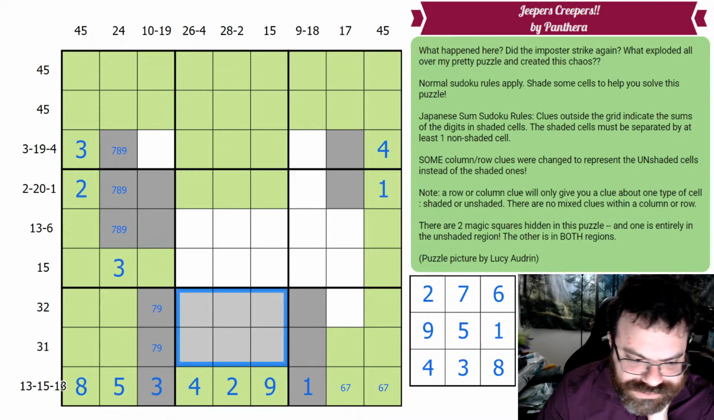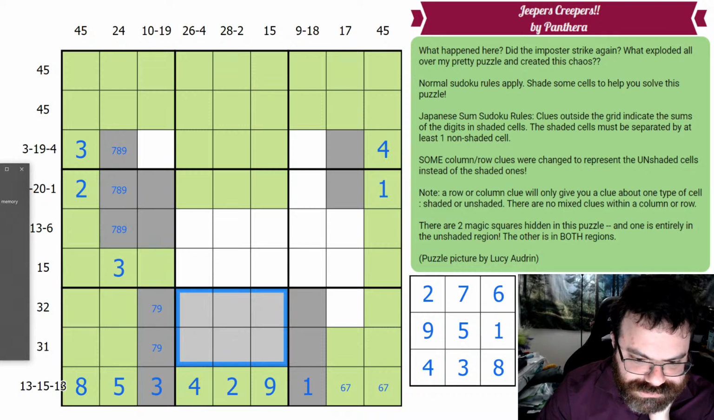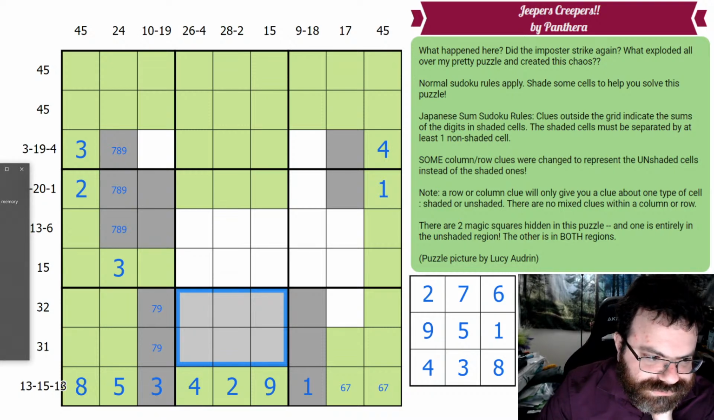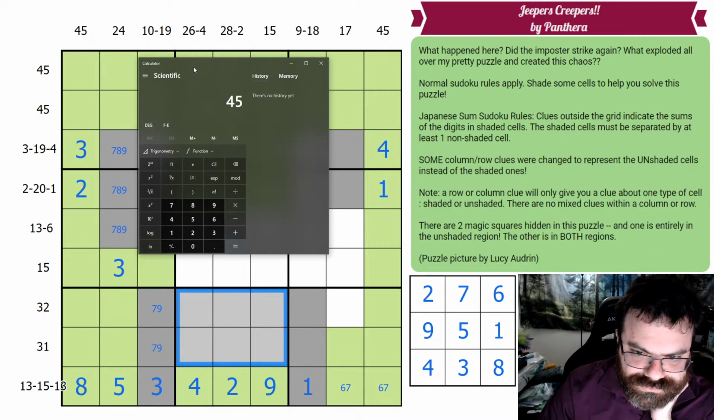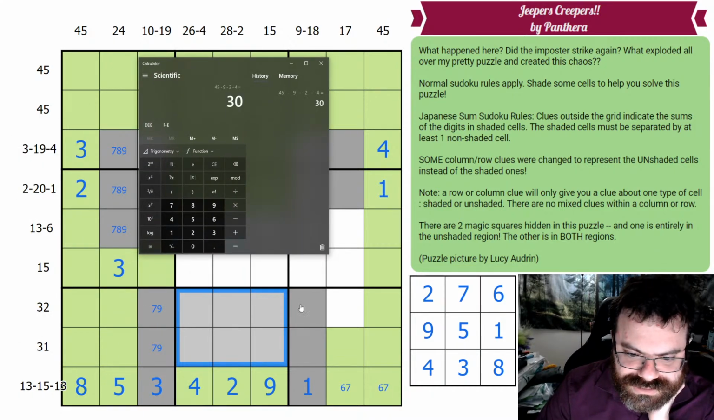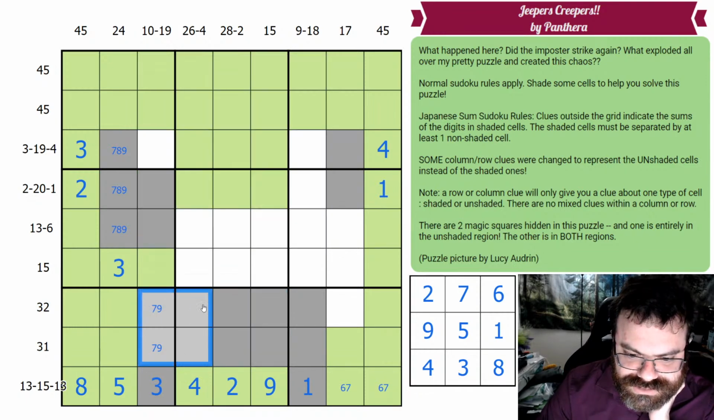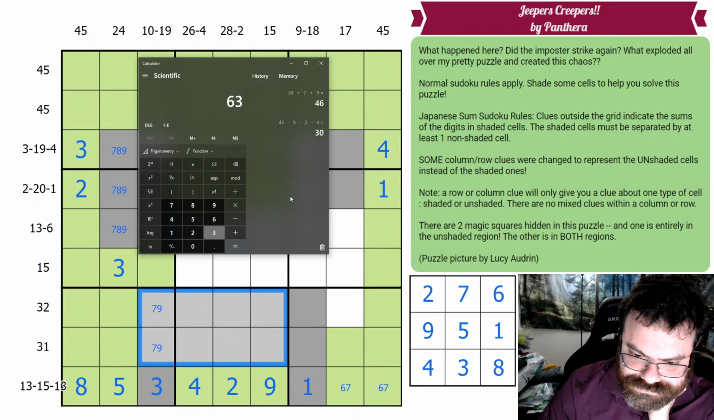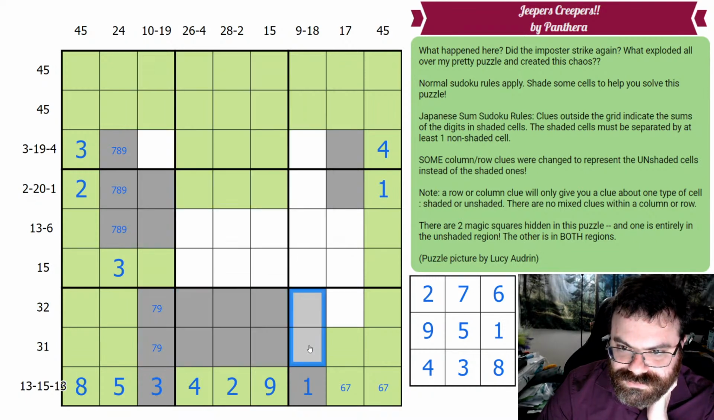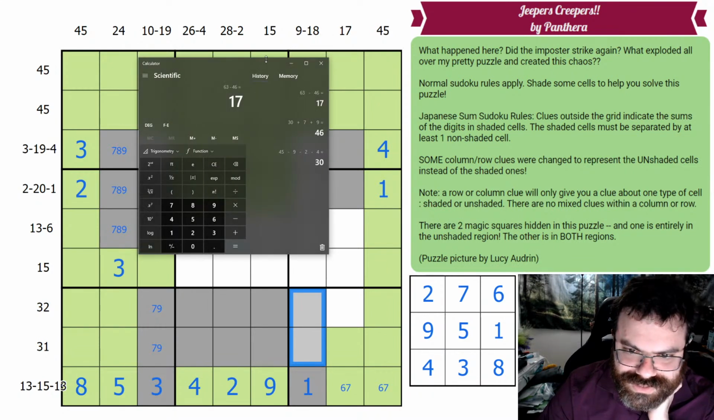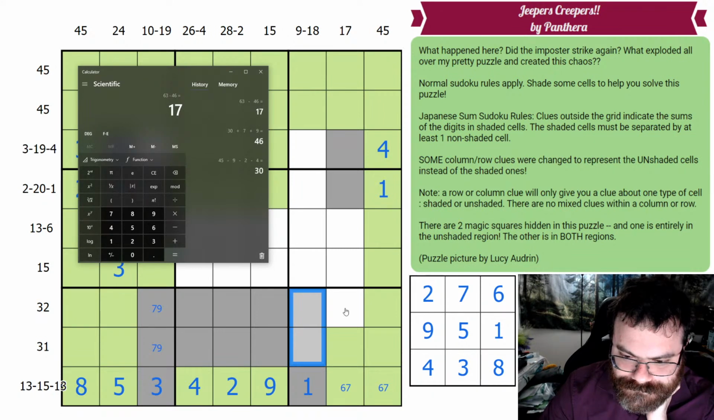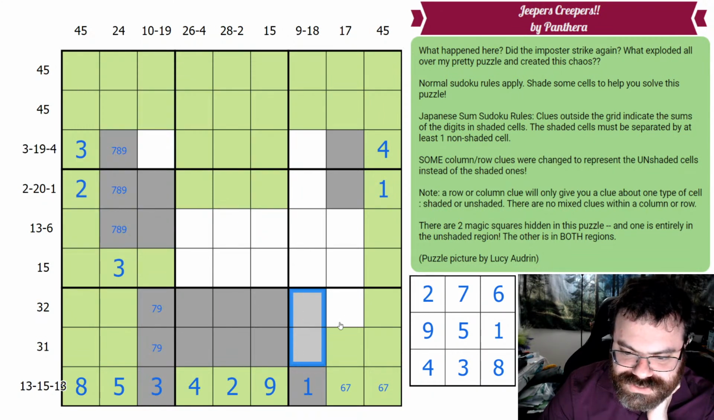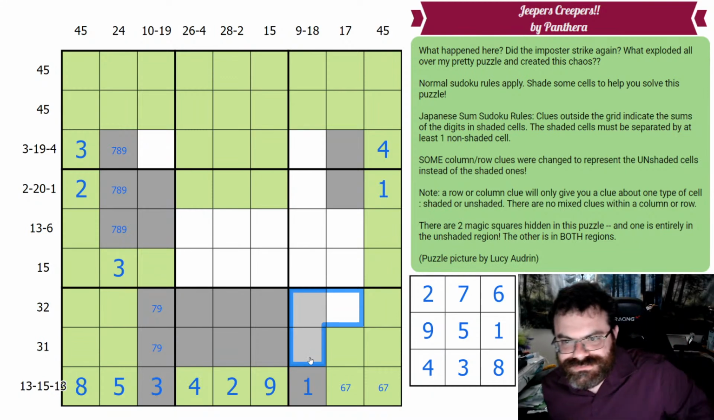Okay, we know that this adds to... give me a sec. So these add to 30. So this is 46. We need 63. These adding to 17 would do the trick. Can we prove that's the only way to do it? Either these 2 or these 3 add to 17. Ugh.